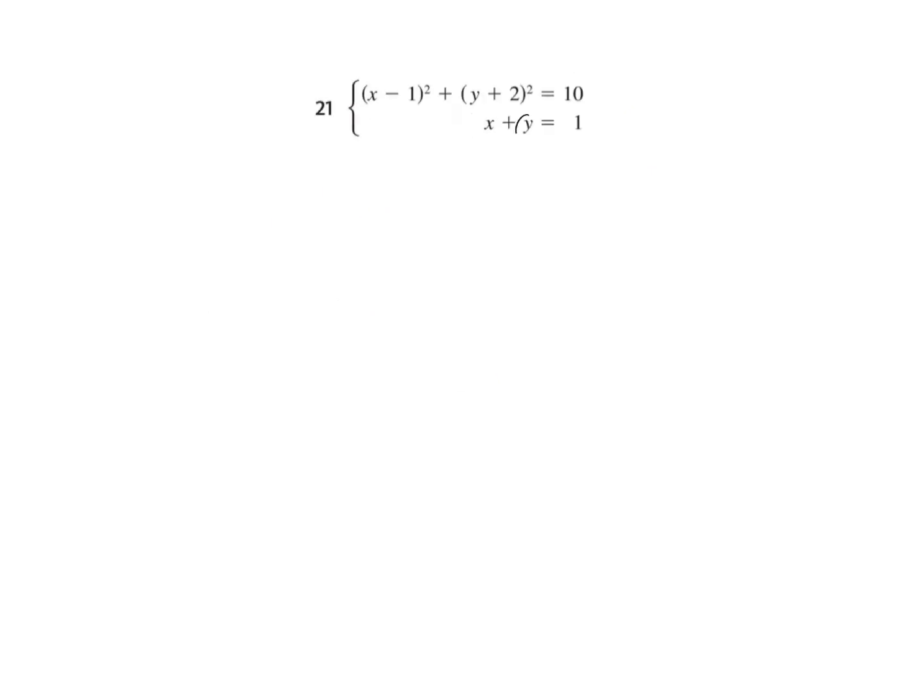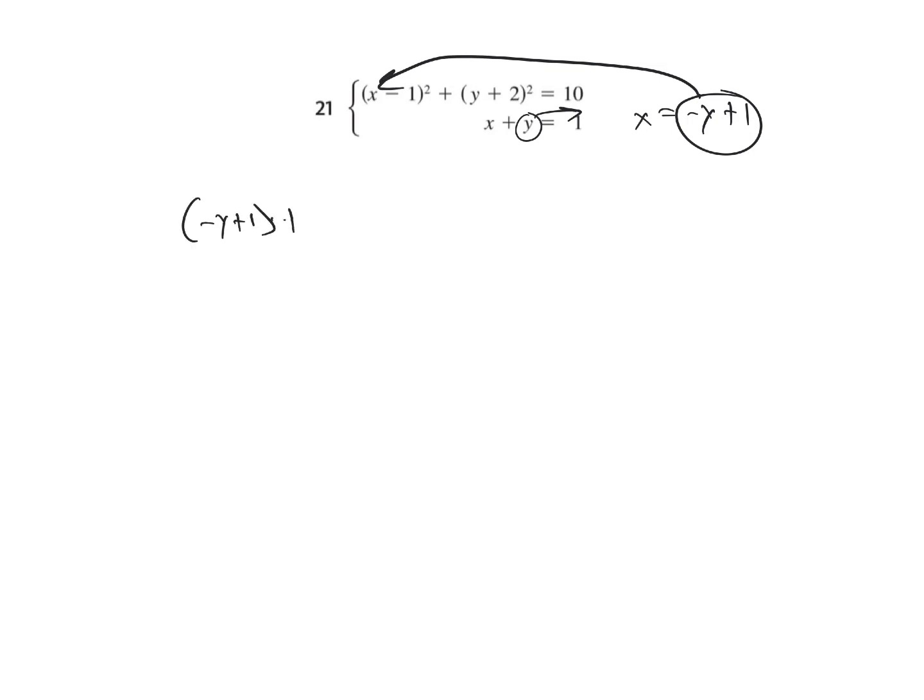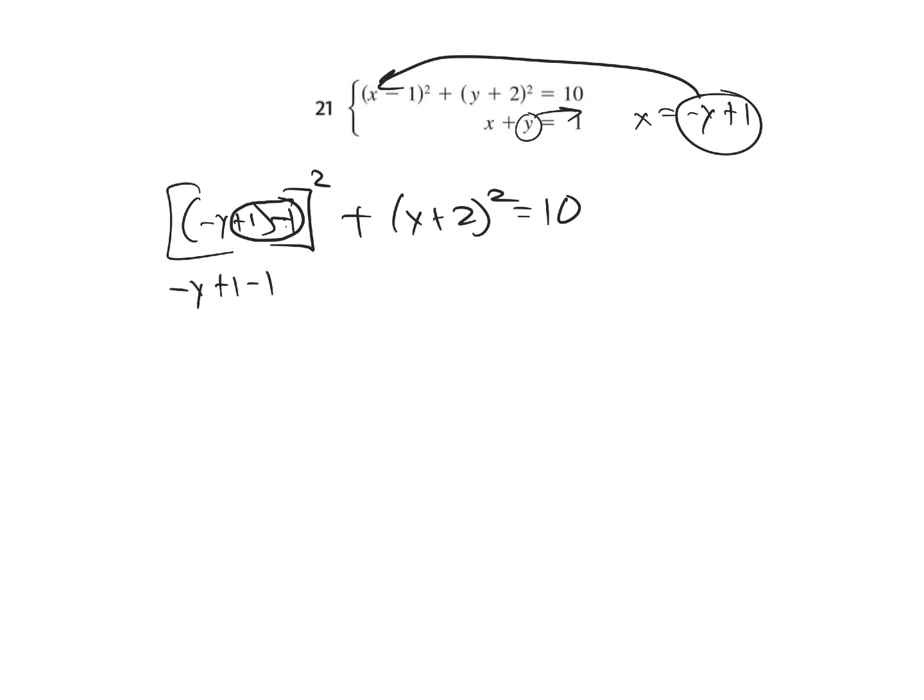21. Again, I'll just solve for x and substitute that in for all the x's here. So we have negative y plus 1, minus 1. That's got to be squared, plus y plus 2 squared. So lots of different things here. First of all, you're not distributing that negative 1, it's minus 1. So since there's nothing distributed, you have negative y plus 1 minus 1. So those cancel out, and you just have negative y.